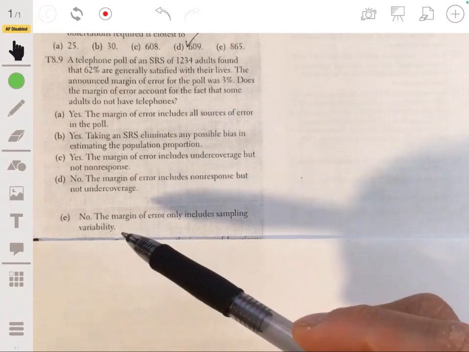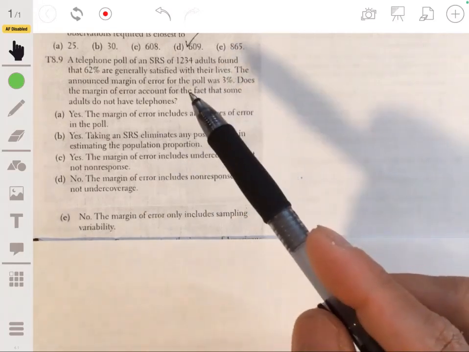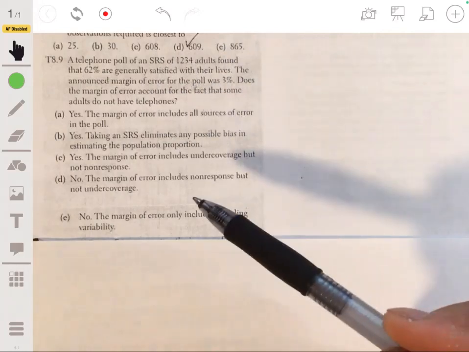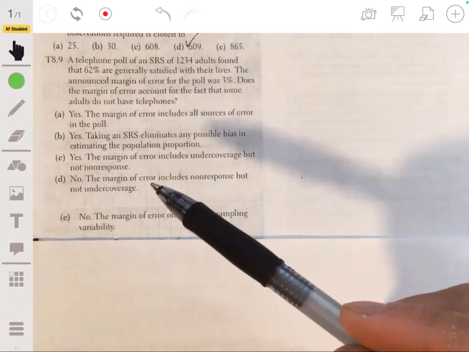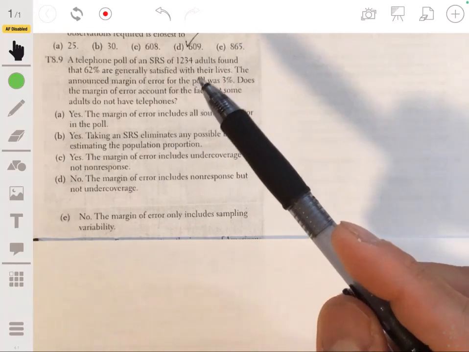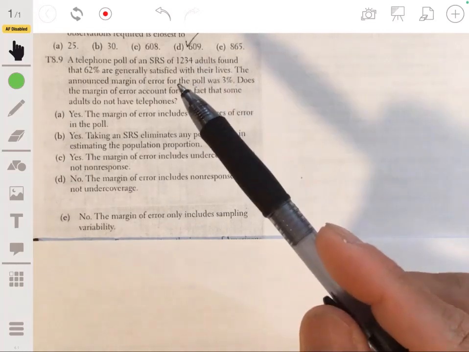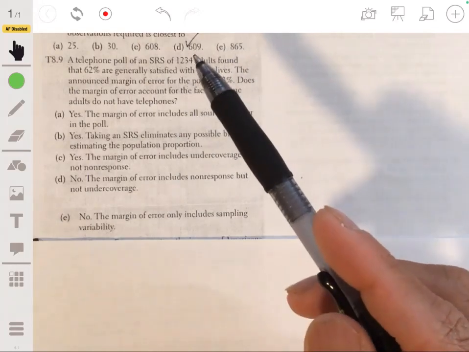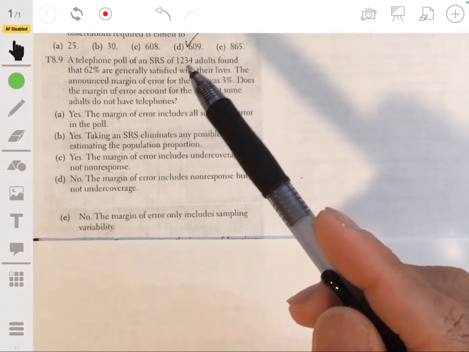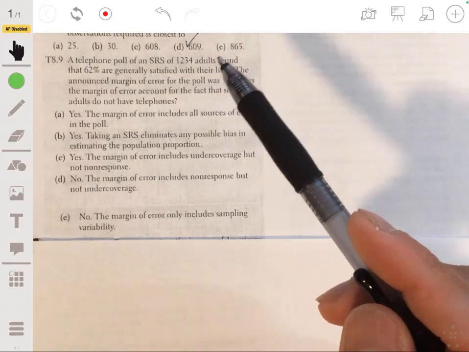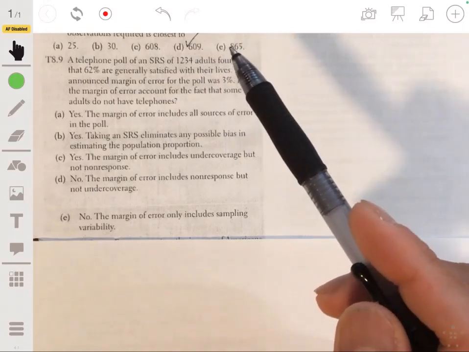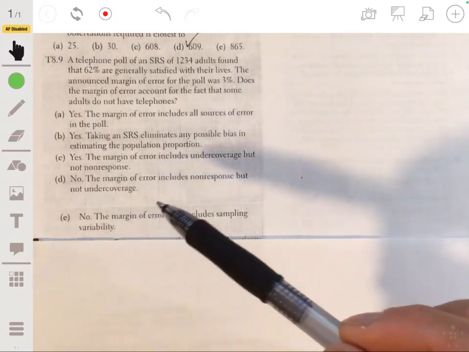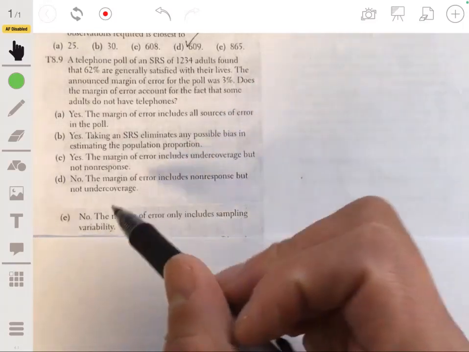So the answer is going to be E, because I think I already said earlier, this sample does not account for non-response, and it doesn't even really mention anything about under coverage. It really just says that they took a simple random sample of 1234 and doesn't announce any other details. So the answer is going to be E. The margin of error only includes sampling variability.